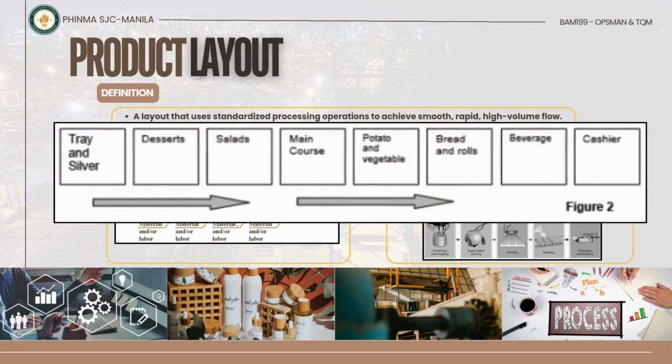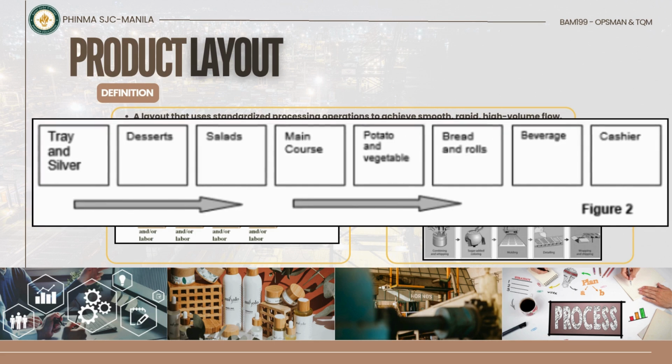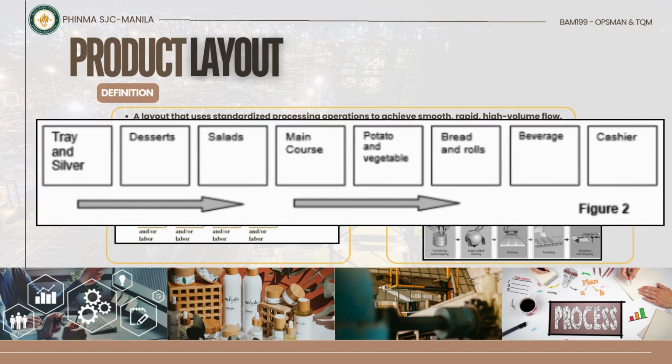Another example is whenever you are in a typical cafeteria. You'll get your tray and silverware, of course your spoon, fork, and knife, and then at the first phase you'll see the desserts, and then you'll get your salads and then your main course, and then you'll get your potato and vegetable, you'll have your bread and rolls, and then beverage and cashier.